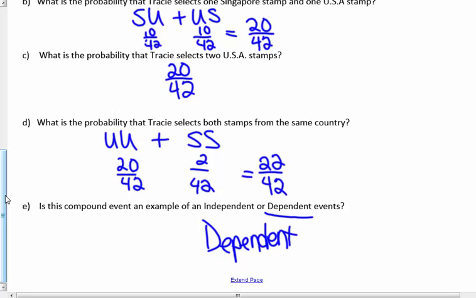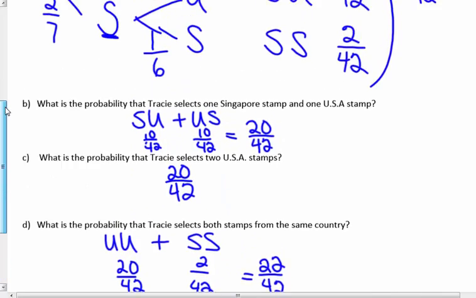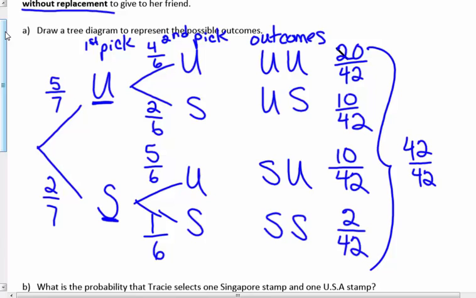Dependent events. Is that the end? So there were a few that you had to fill in on your own. Make sure that you go back and do that if you haven't already done so. And that's it for today's video.